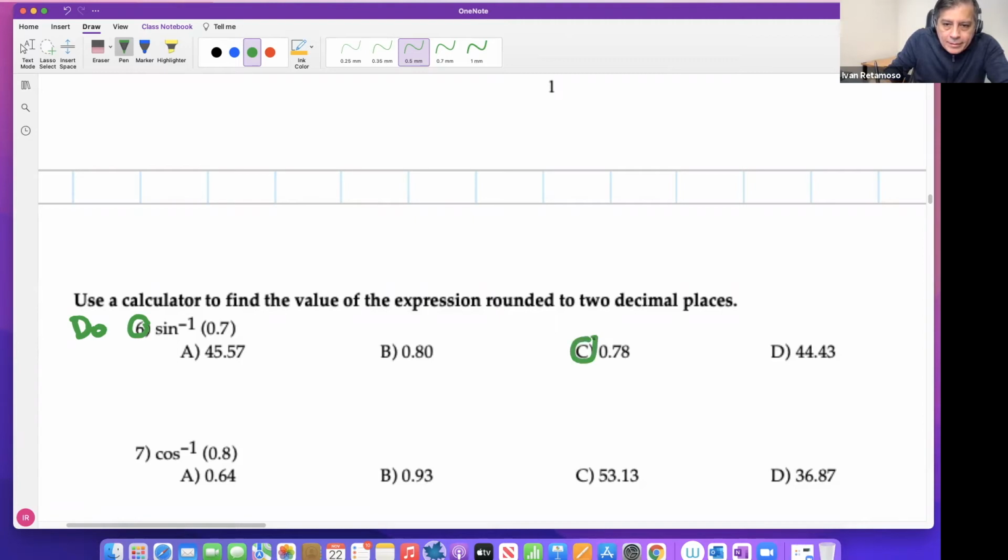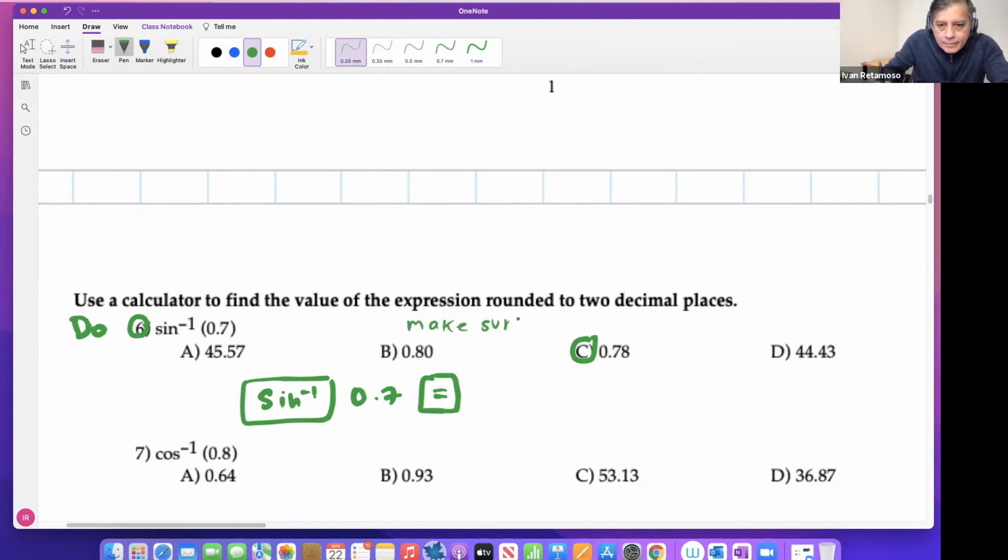You know, when you do this, you just look for sine inverse in the calculator, and then you type 0.7 equal. Make sure you are working in radians. I'm going to write here as a note: make sure your calculator is set to work in radians.